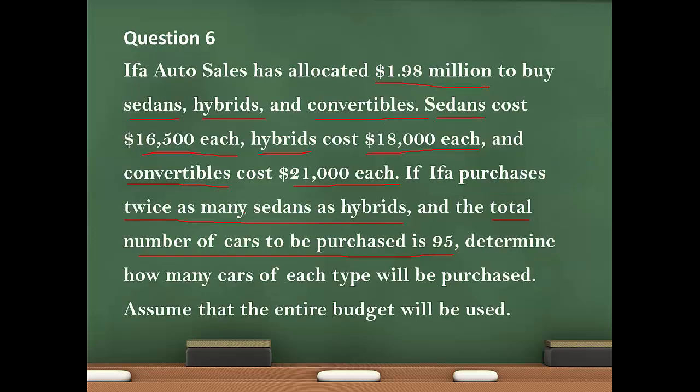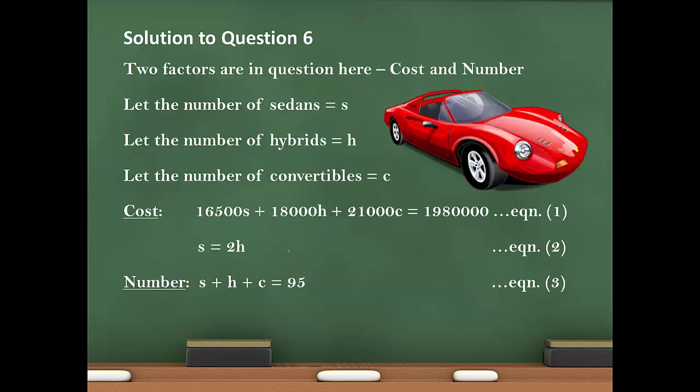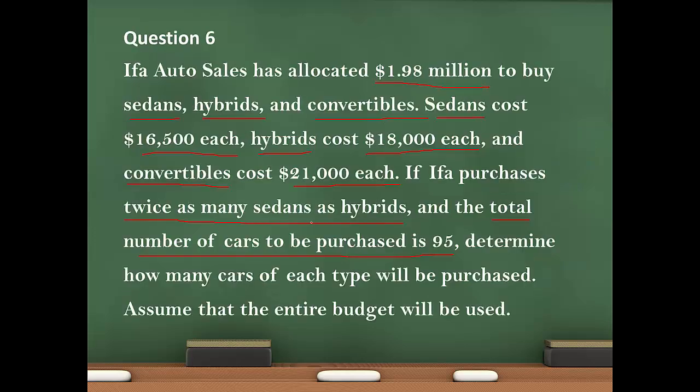Please take note of this. He plans to buy twice as many sedans as hybrids. So that tells you that S is equal to 2H. Okay. For each sedan he will buy 2 hybrids. That's what it means. Twice as many sedans as hybrids means for each sedan he will buy 2 hybrids. So that's what it means.